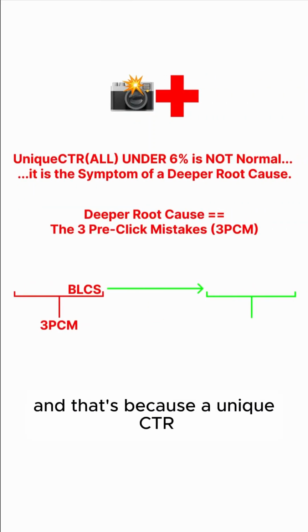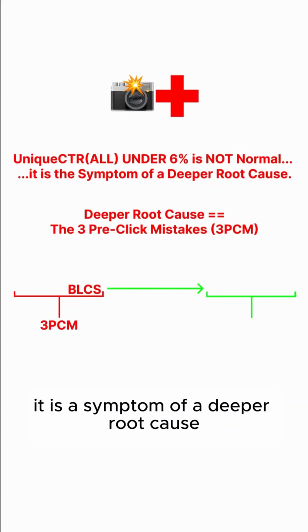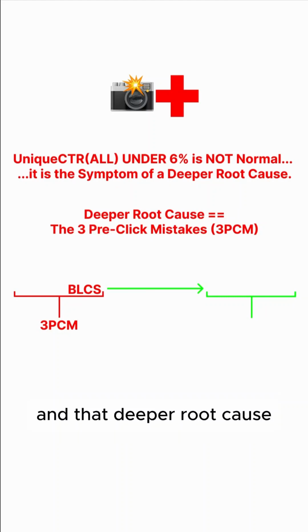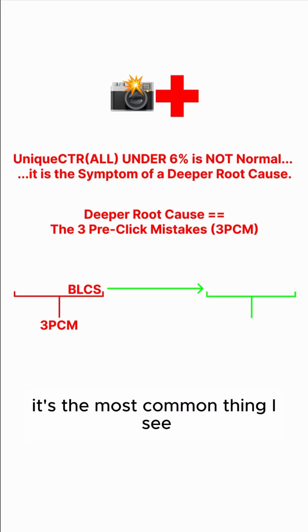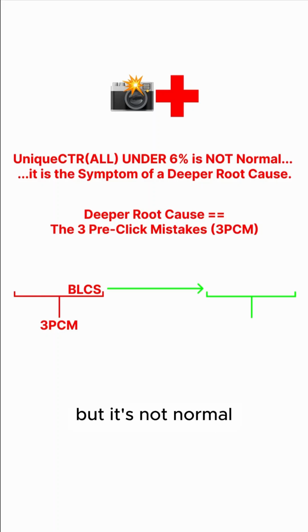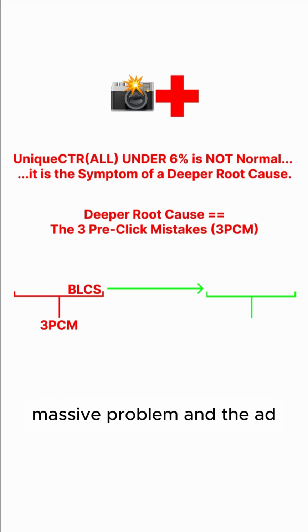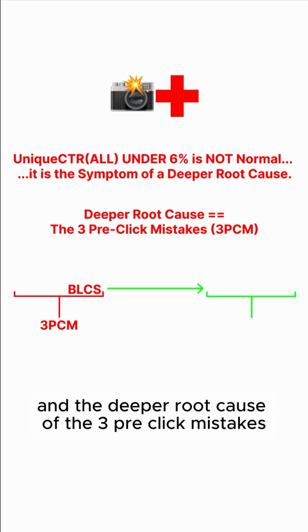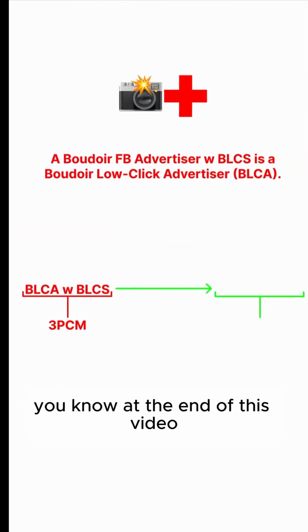That's because a unique CTR all under 6% is not normal. It is a symptom of a deeper root cause, and that deeper root cause is the 3 pre-click mistakes. A unique CTR all extremely under 6% is extremely common. It's the most common thing I see with Boudoir Facebook advertisers, but it's not normal. It means there's a massive disconnect, a massive problem in the ad. The deeper root cause is the 3 pre-click mistakes, the 3 PCM. More on those at the end of this video.